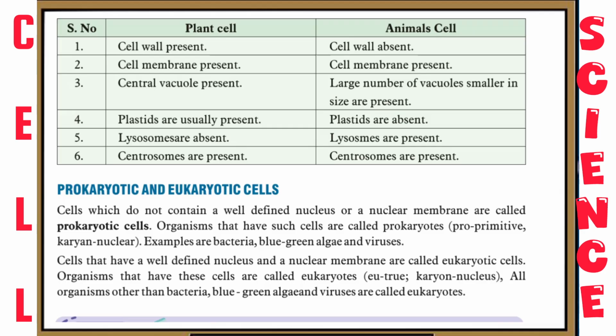Cells that have a well defined nucleus and a nuclear membrane are called eukaryotic cells. और जिन सेल्स के अंदर न्यूक्लियर मेम्ब्रेन सही से डिफाइन होता है उसे हम यूकैरियोटिक सेल्स कहते हैं. Organisms that have these cells are called eukaryotes, that means eu means true and karyon means nucleus, means true nucleus. All organisms other than bacteria, blue green algae and viruses are called eukaryotes. So I hope you have understood all of these topics. So now let's wrap it up.